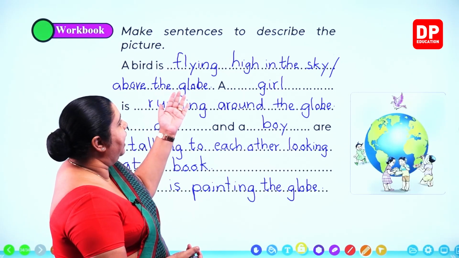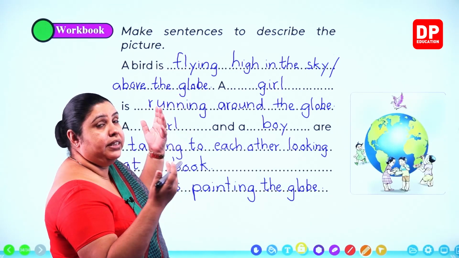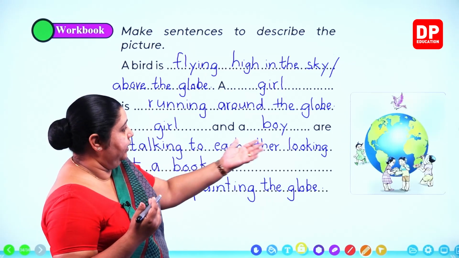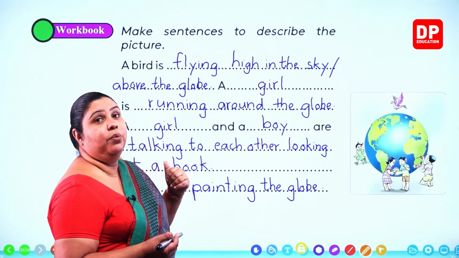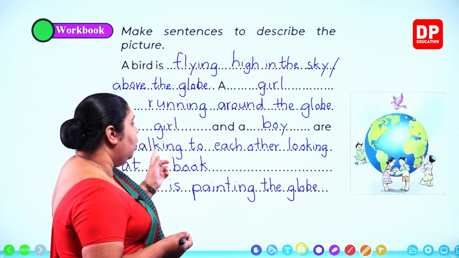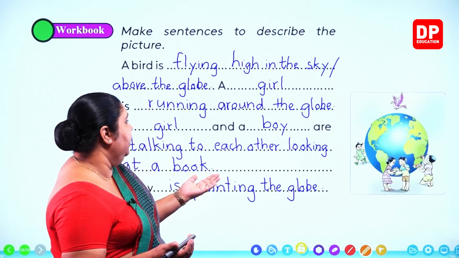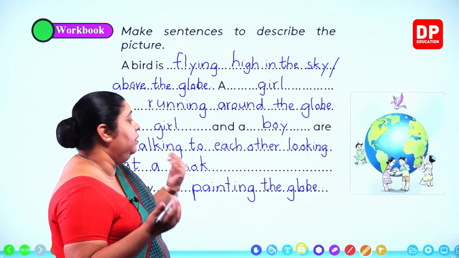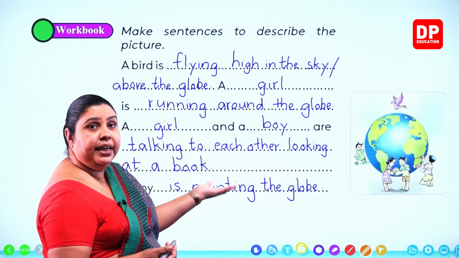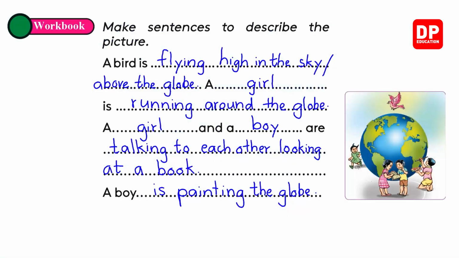A bird is flying high in the sky, or you can say a bird is flying. A girl is running around the globe. Then a girl and a boy are talking. A girl and a boy are talking or looking at a book. You can say a girl and a boy are looking at a book. Then the last one, the final boy which is seated on the ground, a boy is painting the globe.